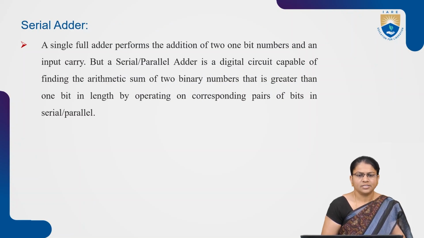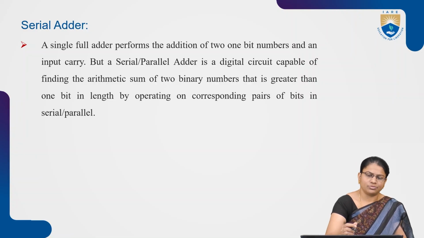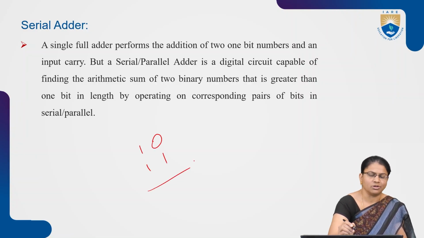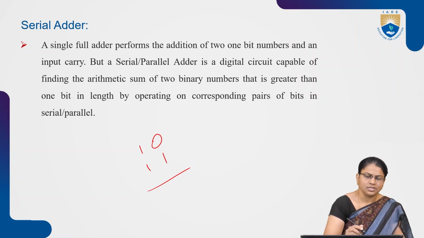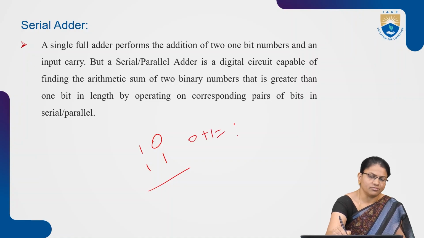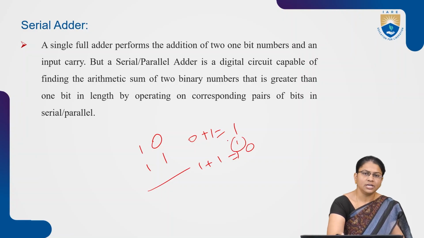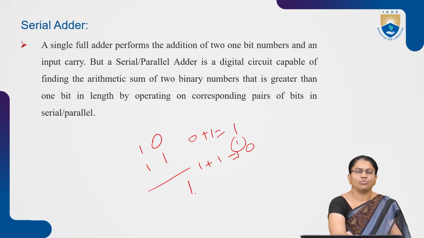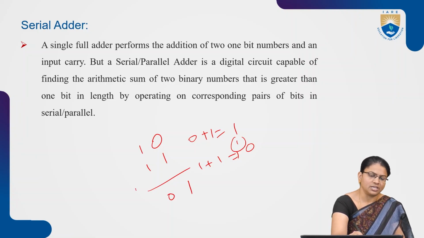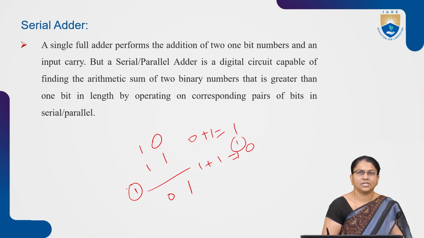Coming to the serial adder, a single full adder performs the addition of two 1-bit numbers and an input carry. Suppose you want to add 10 and 11. Let us do the binary addition. 0 plus 1 is 1. 1 plus 1 means 10: the sum is 0 and carry 1 is generated, right? So 1 plus 1 is 2, and the binary equivalent of 2 is 10, where 0 is the sum and the carry is 1.